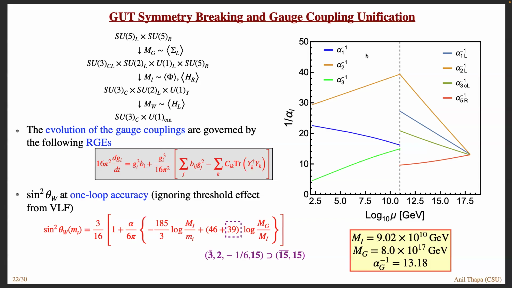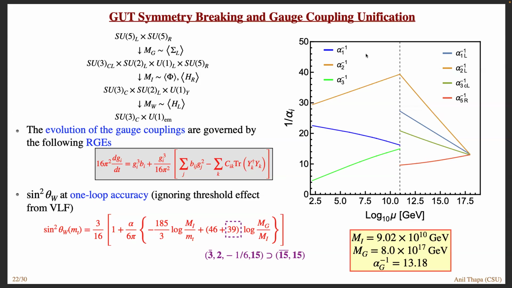Here alpha 1, alpha 2, and alpha 3 are the gauge couplings associated with the standard model gauge group. Above the intermediate scale, you have alpha 1 left, alpha 2 left is SU(2)_L, alpha 3 color left is SU(3) color left, and alpha 5 right is this one. After this, SU(5)_R again breaks into SU(3) color right, and then they merge as a diagonal subgroup, and it becomes SU(3). The SU(3) is a linear combination of SU(3) left and SU(3) right. It turns out that the GUT scale is 10^17 and alpha GUT is 13.18.